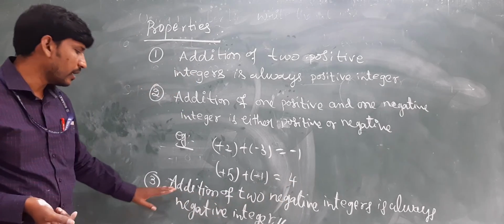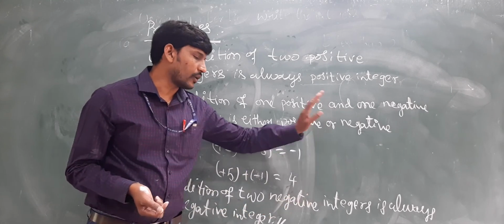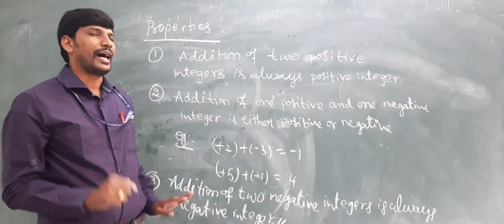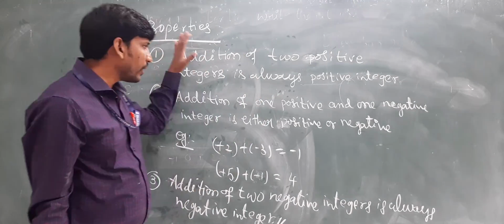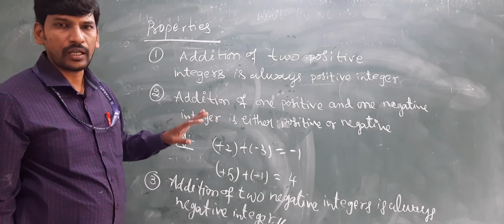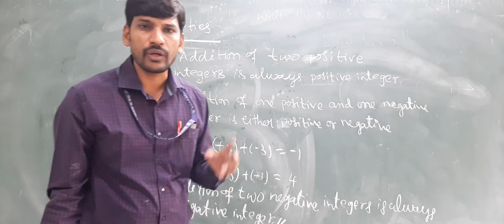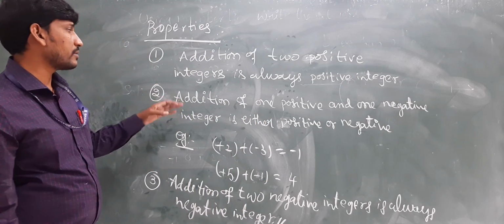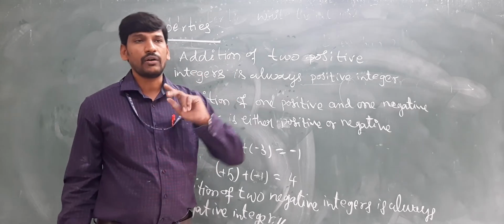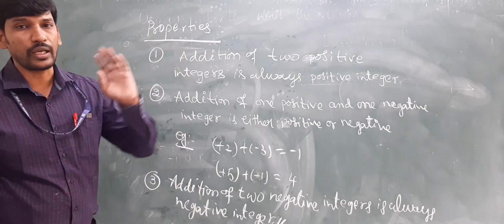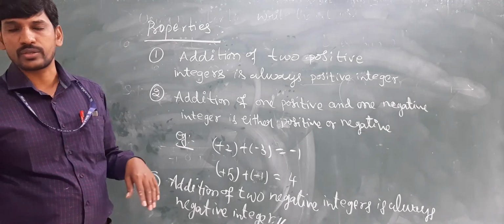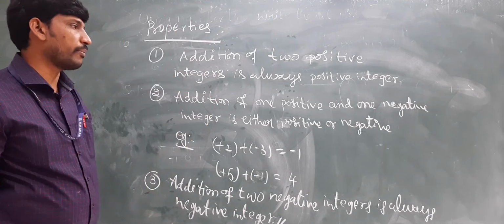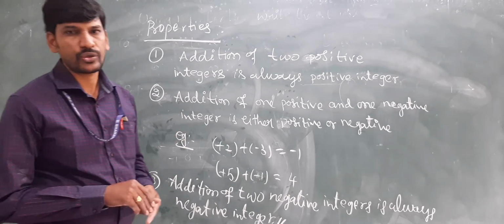Clear? The third one is addition of two negative integers is always negative integer only. I hope you understood today's topic. Addition of integers without using number line. And as well as before this we discussed two questions. 3 more than 5. Clear? 6 less than 2 also. Those we did using the number line, but here without using number line we discussed these topics. I hope you understood today.